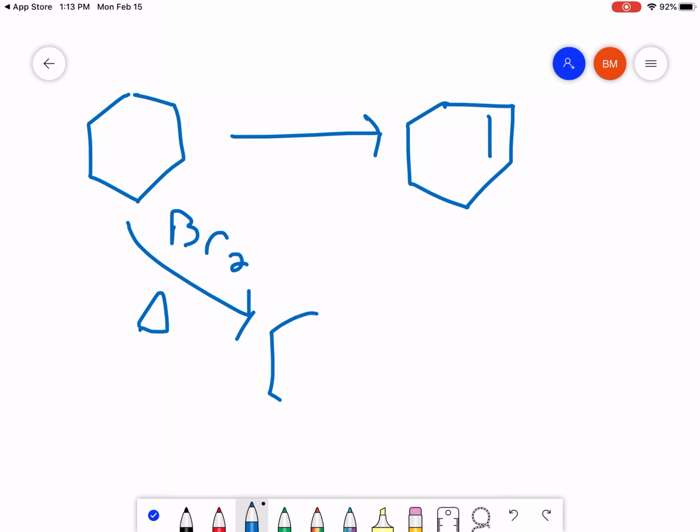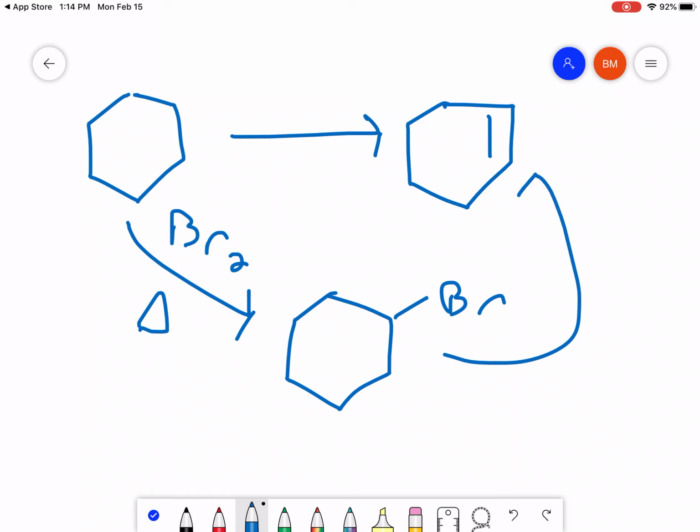All right, if I do that, that's a terrible hexagon. I'm going to redraw it. All right, that allows us to put a Br in place of one of the H's. Okay? So now we have an alkyl bromide. And we have learned how to make alkenes out of alkyl bromides. That's the organic 1 material. To do that, we just need a good old E2 reaction. A strong base. I'll just use tert-butoxide.